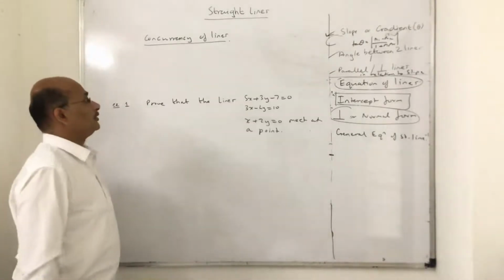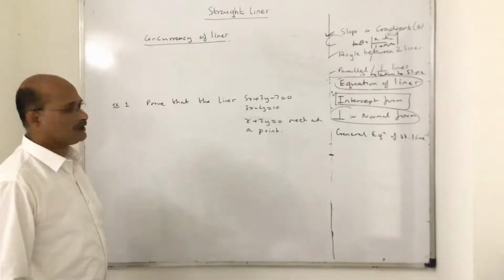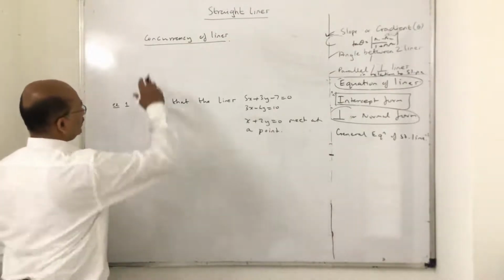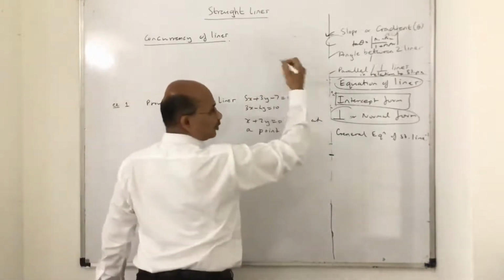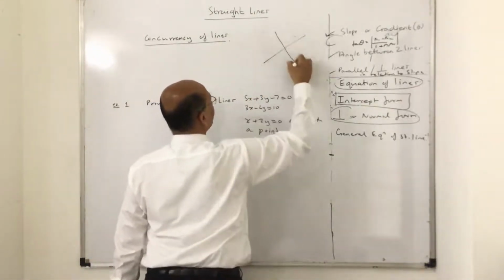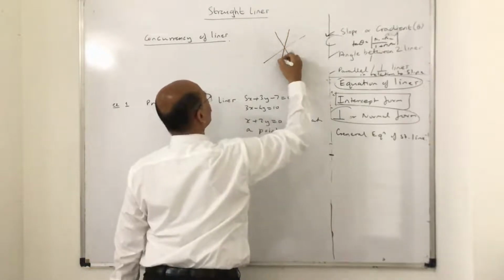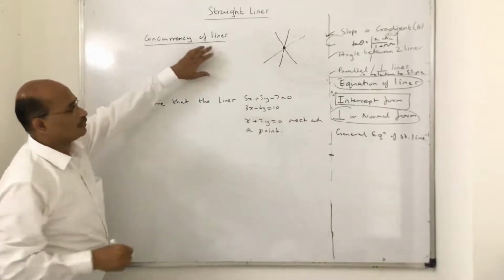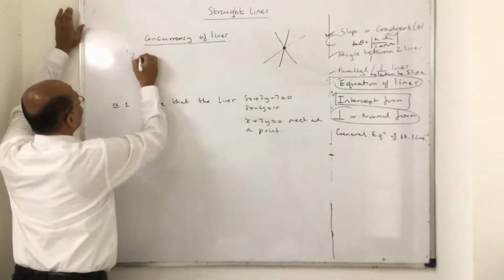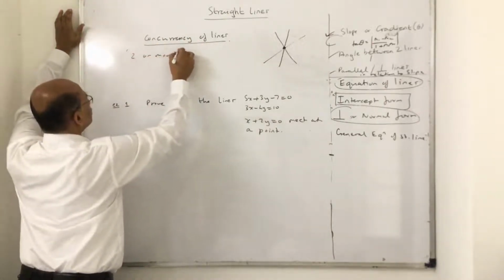Okay, children, concurrency of lines. Again, this is done in class 10. Remember, what is concurrent? Two or more lines are said to be concurrent if they have a common point of intersection. So, what is concurrency?